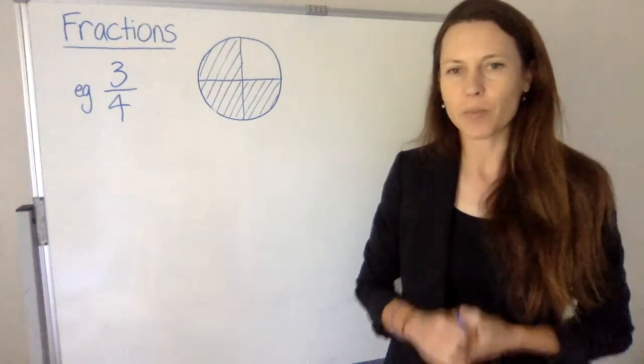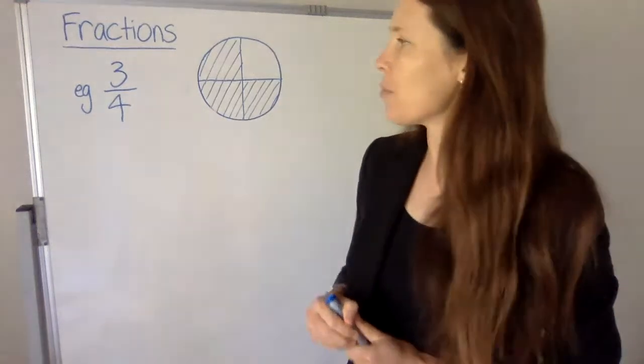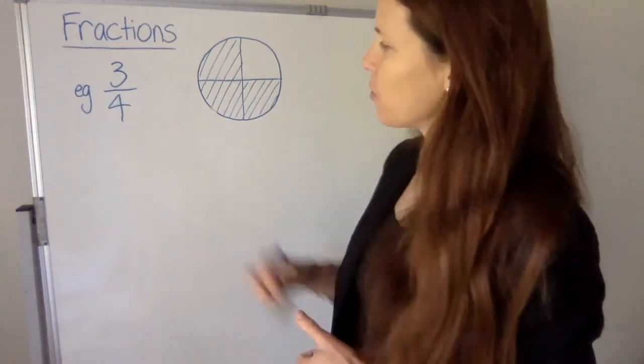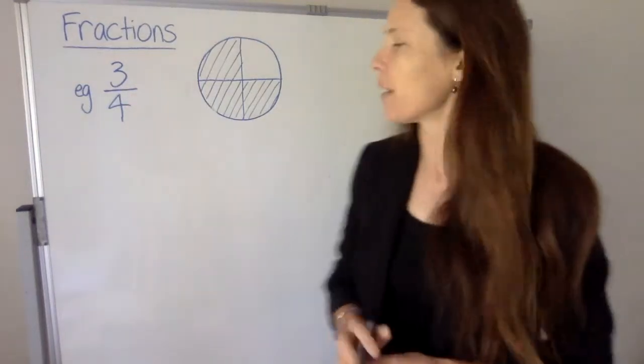Let's have a look at fractions and what they really mean. Let's take a fraction like, say, 3/4 and think about what it looks like. 3/4 means 3 out of 4. This line you can think of as meaning "out of," also "divided by."